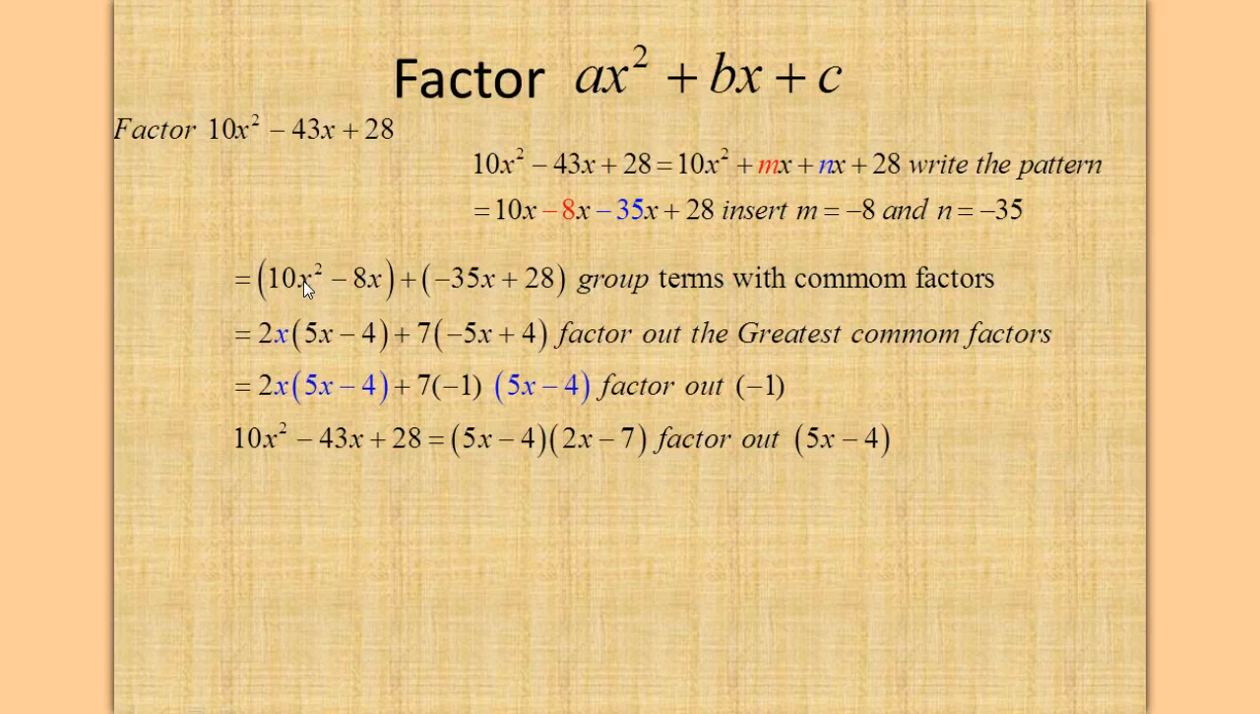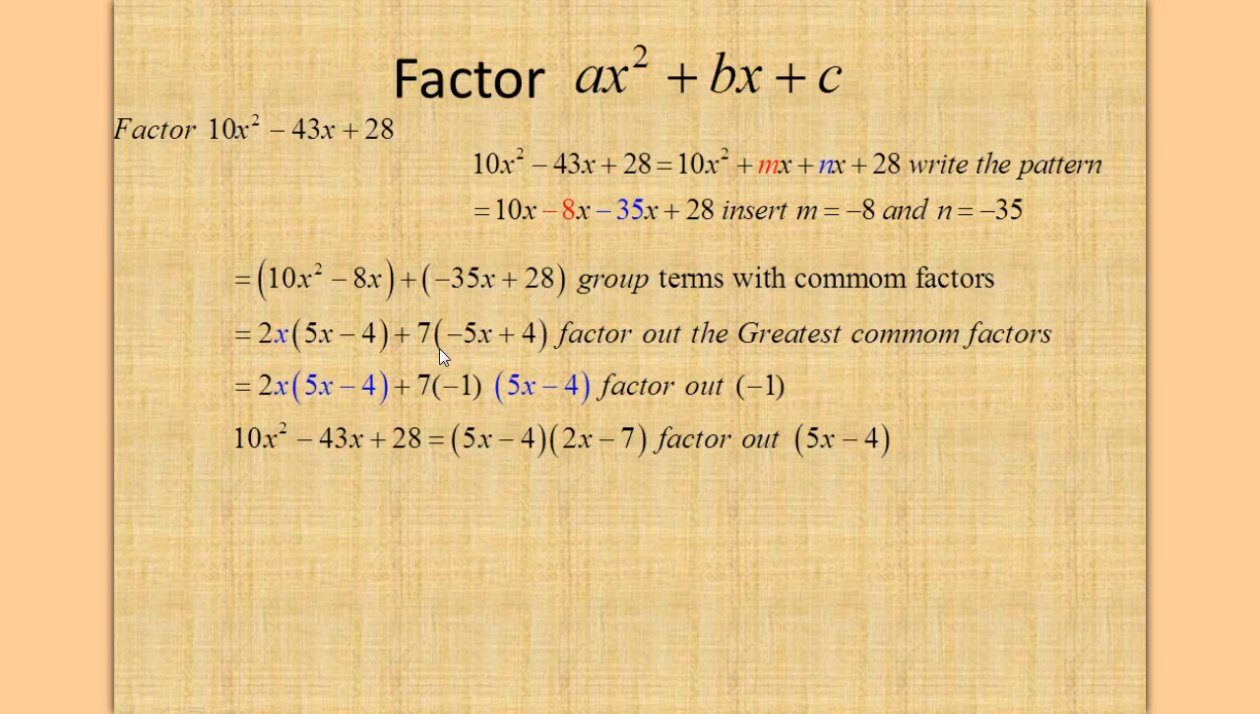Then I group terms with common factors, and I factor out 2x from the first pair. If I factor 2x from 10x squared, it leaves 5x. And 2x from minus 8x leaves minus 4. Then I factor out 7 from minus 35x, which leaves minus 5x, and 7 from 28 leaves 4. I factored out the greatest common factors.